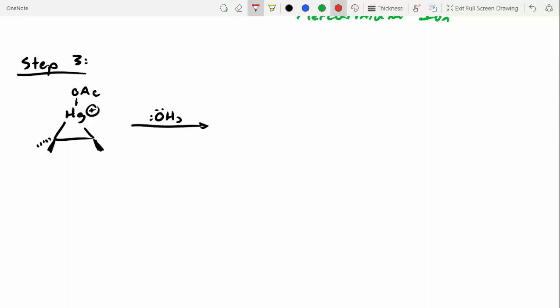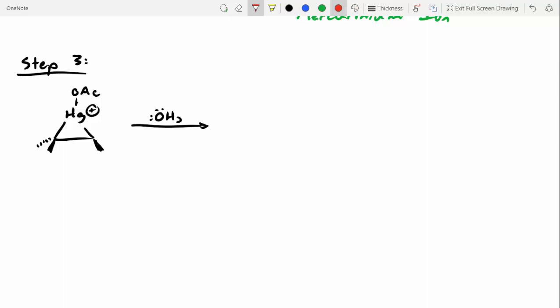Which side do you think it's more likely to attack? There's 2 possible explanations. Sterically, which side's more accessible, the right or the left? The right side's more accessible by sterics, but what's the other thing we have to look at? So is the dual-edged sword sterics and electronics, right? So we have to look at which one will undergo the most stable transition state.